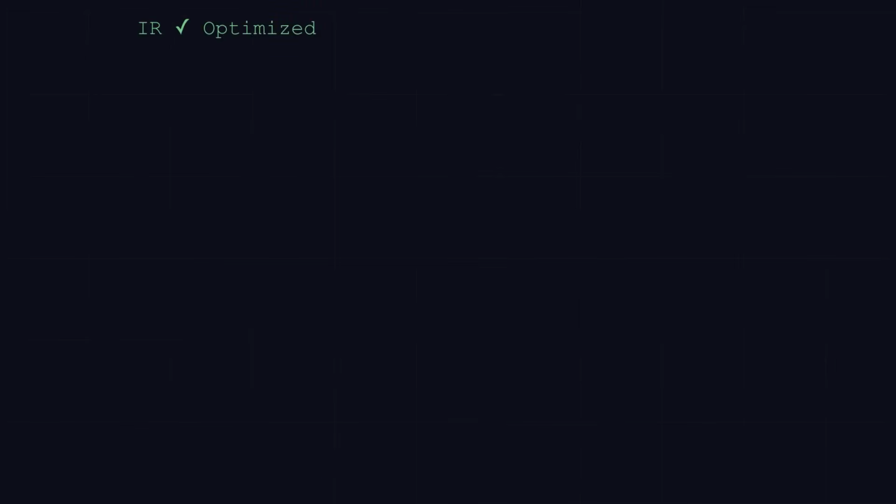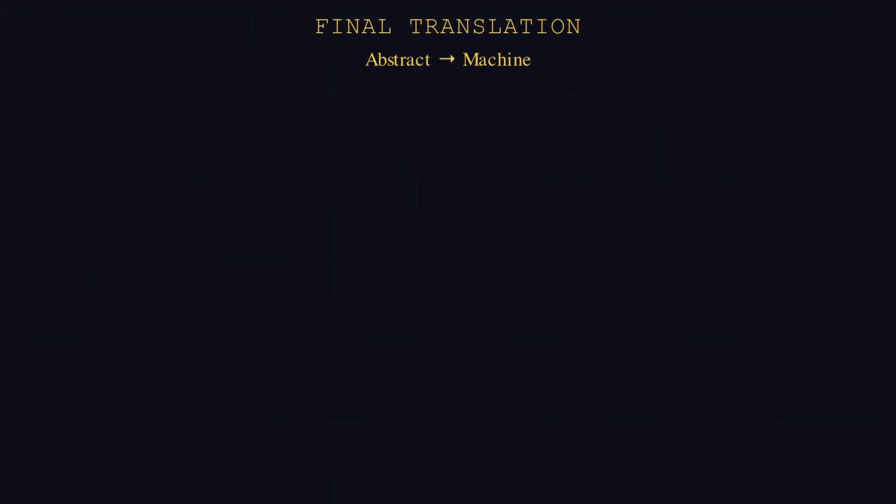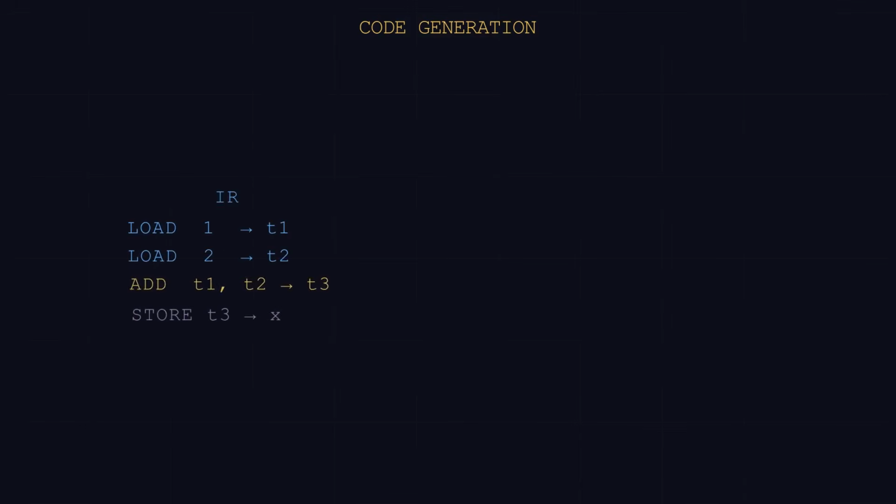The IR is optimized. Now comes the final translation, turning those abstract operations into actual machine instructions that the CPU can execute. This is code generation. Remember our x equals 1 plus 2. In the IR, it's something like load the value 1 into a temporary, load 2 into another temporary, add them, store the result. Clean, abstract operations.